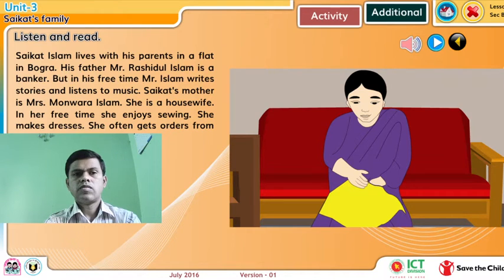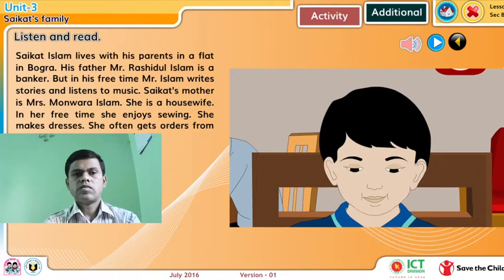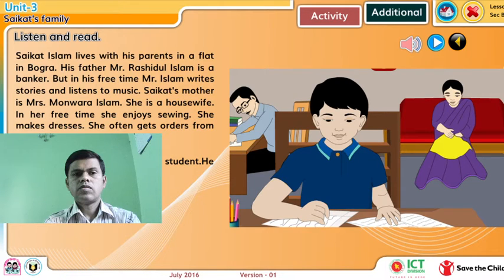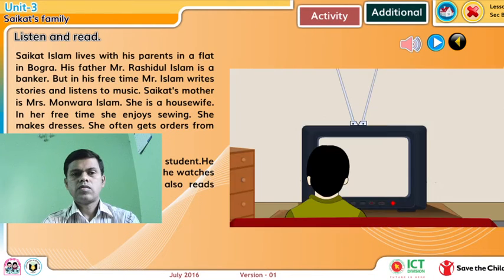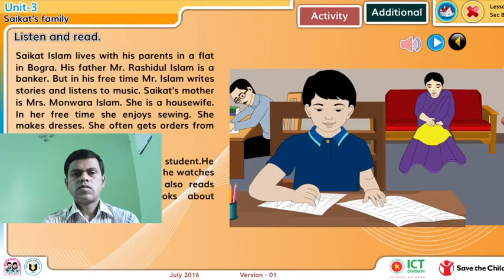Shoikhat is in class 5. He is a good student. He wants to improve his English, so he watches cartoons on TV every day. He also reads English books. He likes books about animals, especially tigers and lions.